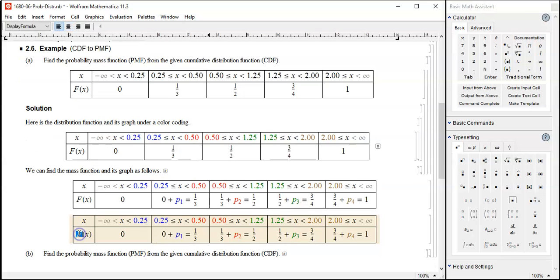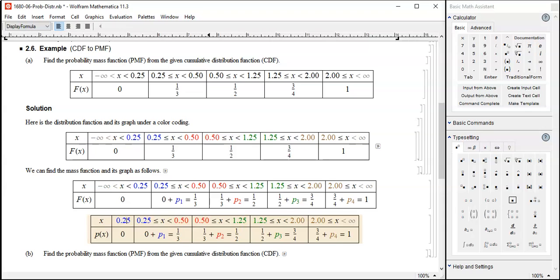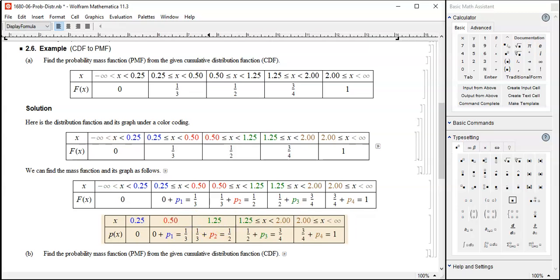Okay, what do I want? I want the probability mass function. And then where are the masses? The cutting point here, 0.25, there goes my first mass. And then 0.5, there goes my second mass. And then 1.25, that's the third. And 2.0, that's the fourth. And then finally, all done.